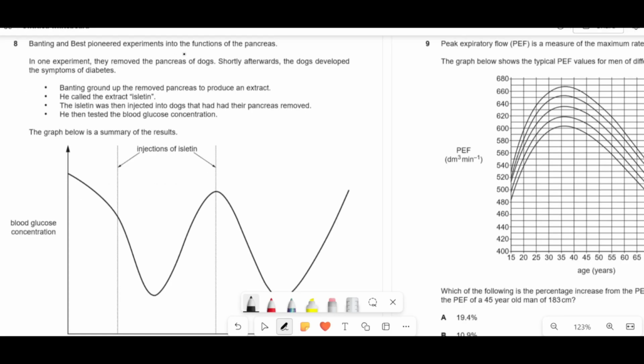Banting and Best pioneered experiments in the functions of the pancreas. That sounds like a bread brand, like, malted bloomer, crusty white, Banting and Best.